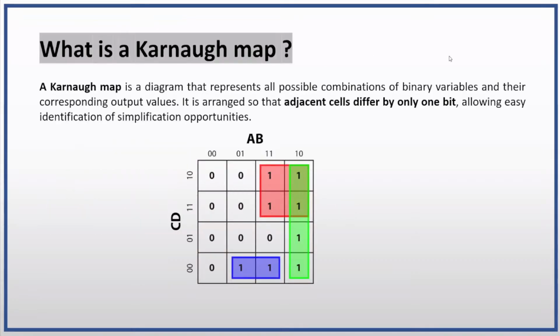So the first thing you should know is what a Karnaugh map is. A Karnaugh map is a diagram which presents all the outputs for the possible combinations of inputs. Actually, not all possible outputs, because outputs can be 0 and 1. So, wait, I will draw.